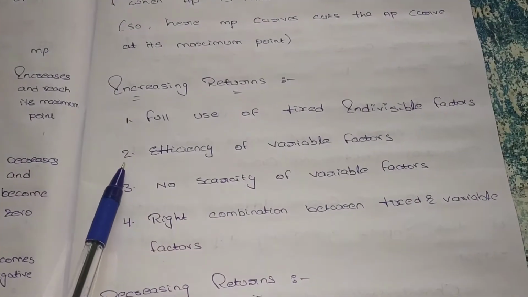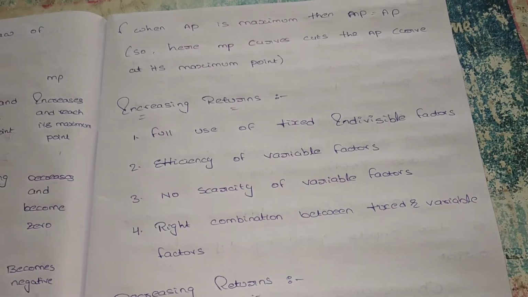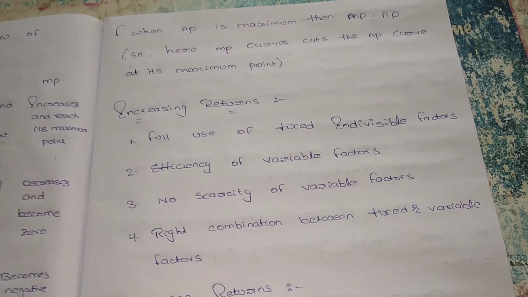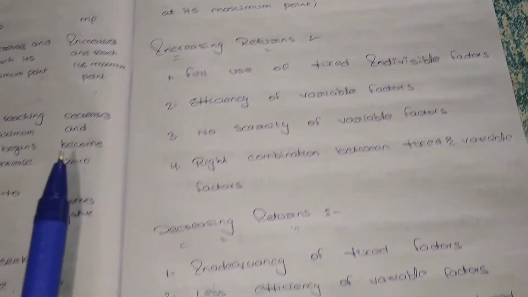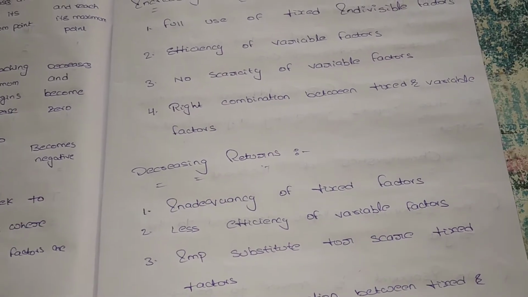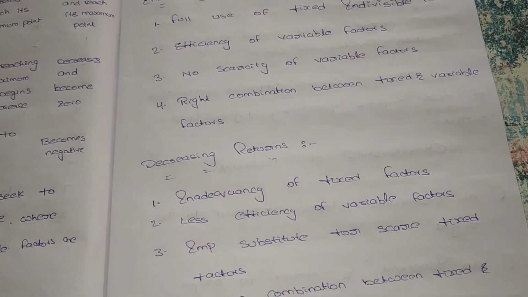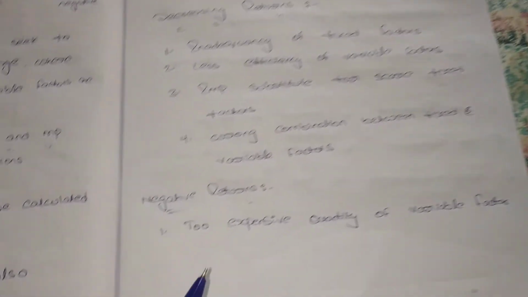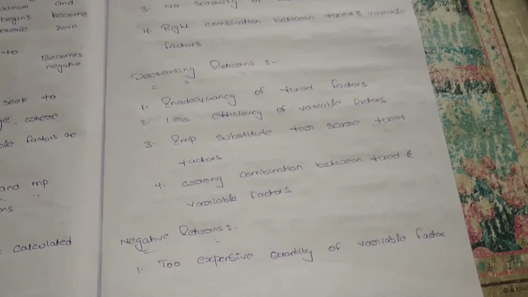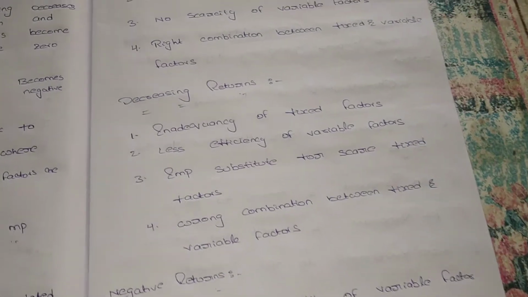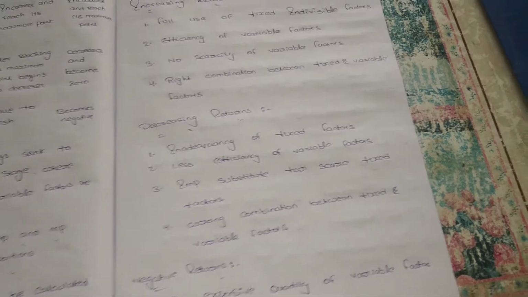So in increasing returns, we fully utilize inputs and take the right combination of variable factors, and there is no scarcity. But in decreasing returns, there is inadequacy, less quantity of goods, and a wrong combination. Coming to negative returns, there is too expensive a quantity of variable factors. These are about the law of variable proportions.